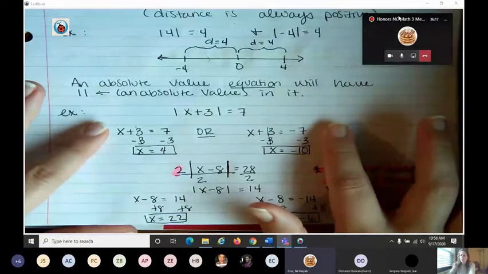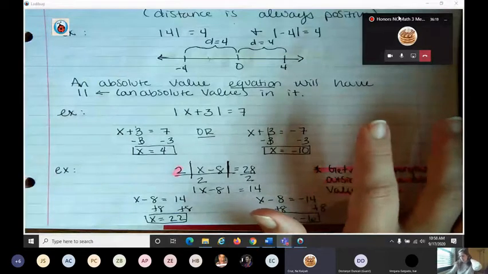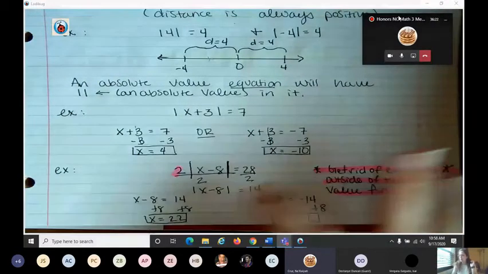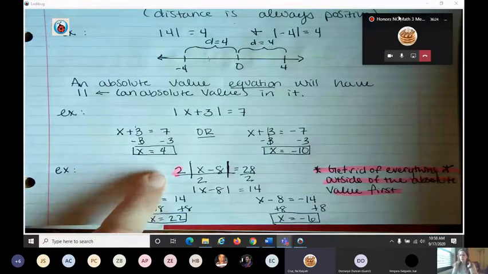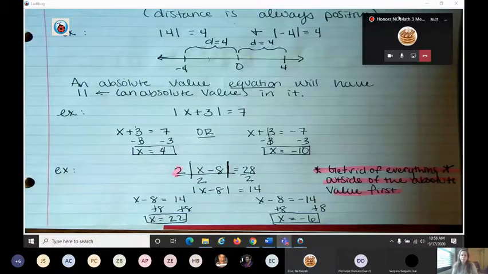Okay, when you have an equation like you did on the second one and it's a 2 in front, well, it's a number in front of the absolute value bar, you got to get rid of it by dividing? Exactly, yes. Okay. Perfect.